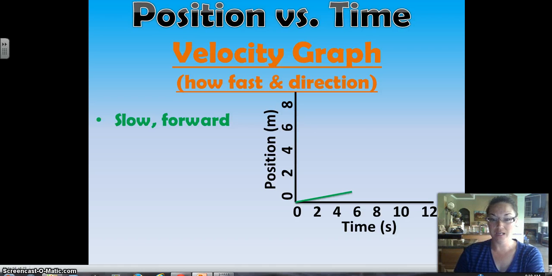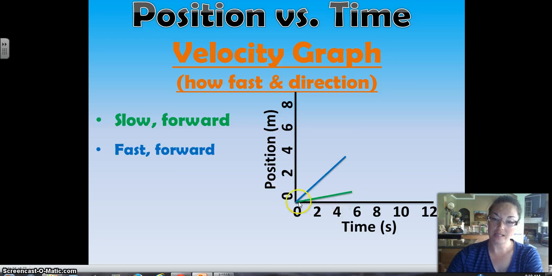So this line right here has a very shallow slope. So it's telling you that the object is moving slow. It's also angled upward. That's positive forward motion. So this object right here is traveling slow away from the reference point, or forward.